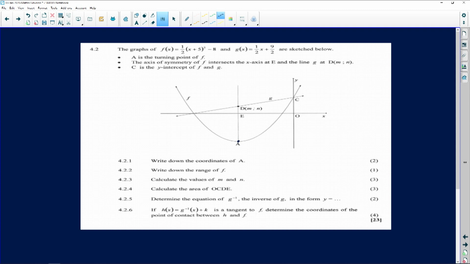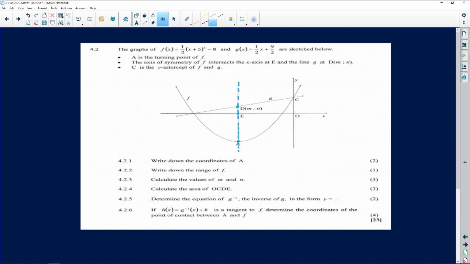So what line are they talking about now? I'll draw that line in blue. They're talking about this line here. This is the axis of symmetry. Remember, the axis of symmetry is a line that will divide your graph into two equal pieces, right? It just splits the parabola into the left piece and the right piece. So please pay attention to that. Apparently that line cuts the x-axis at point E, right? And the line g at a point D, okay, there's a point D there with coordinates M and N.